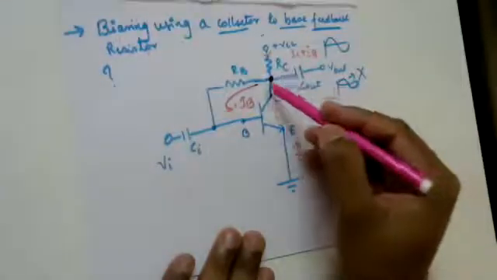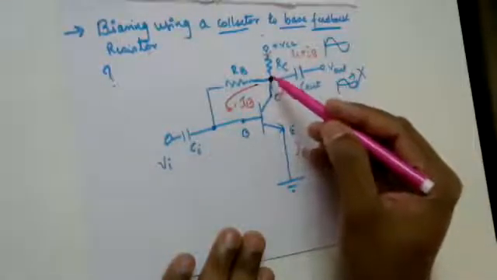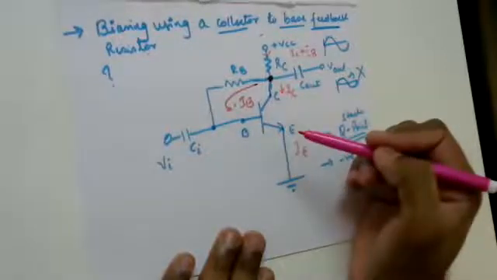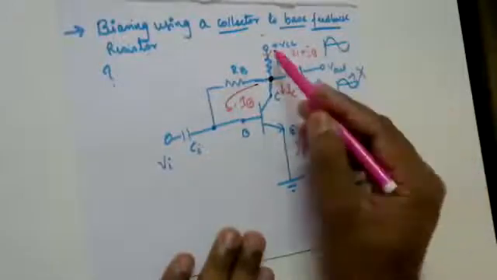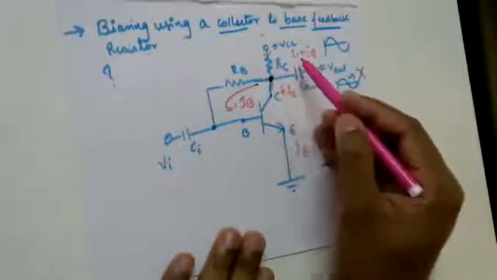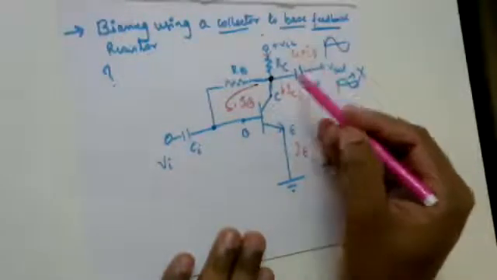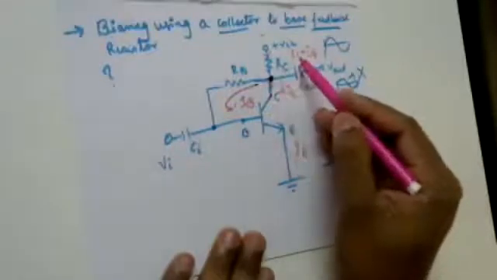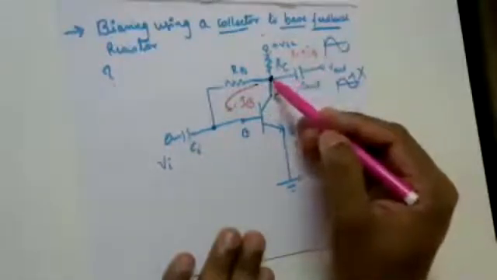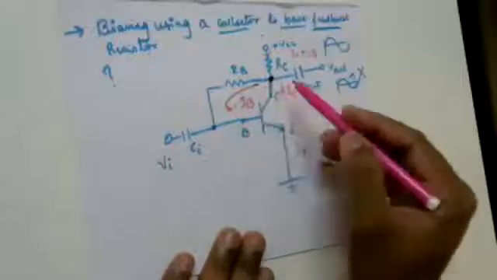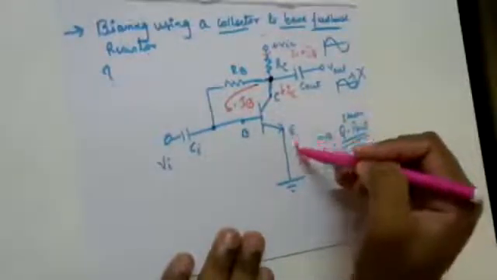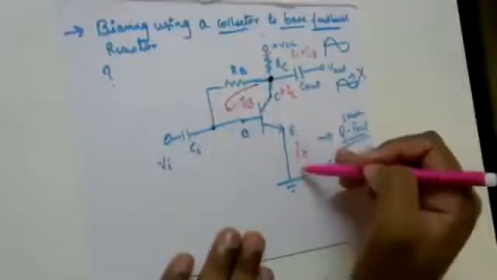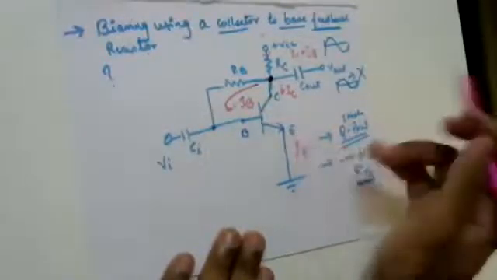I'm simply applying KCL at this node, at the node C. So this current is IC plus IB, and at this node, this current IC plus IB is going to split as the current IB and the current IC, which in future, while passing through the emitter, I call the emitter current.